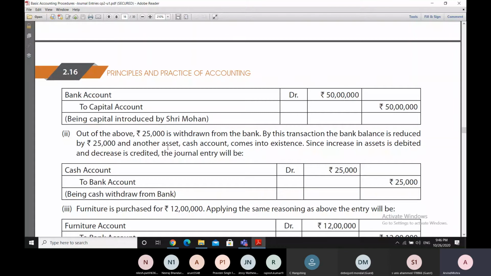Because increase in assets has to be debited and decrease is to be credited, the journal entry of this is: cash account, which is an asset account, will be debited by 25,000 and bank account, which is also an asset account, will be credited by 25,000. The explanation will say being cash withdrawn from the bank. So cash is taken out of the bank and put into the cash box.